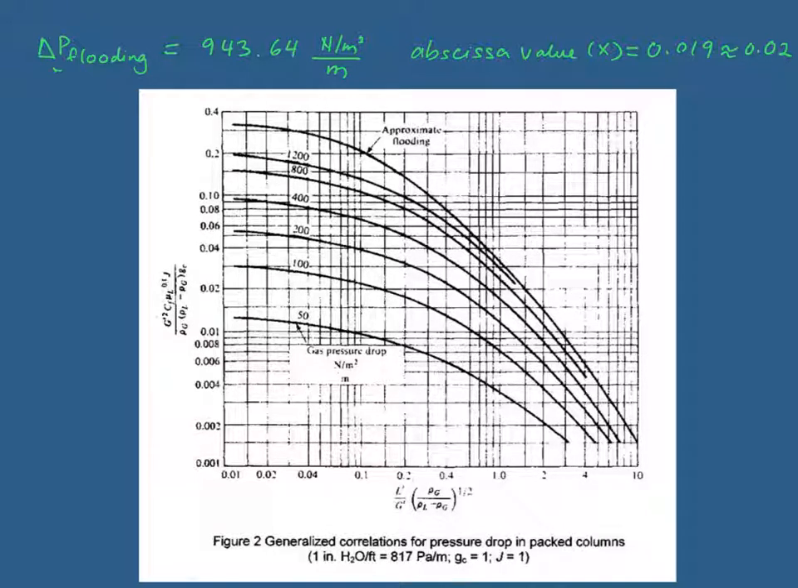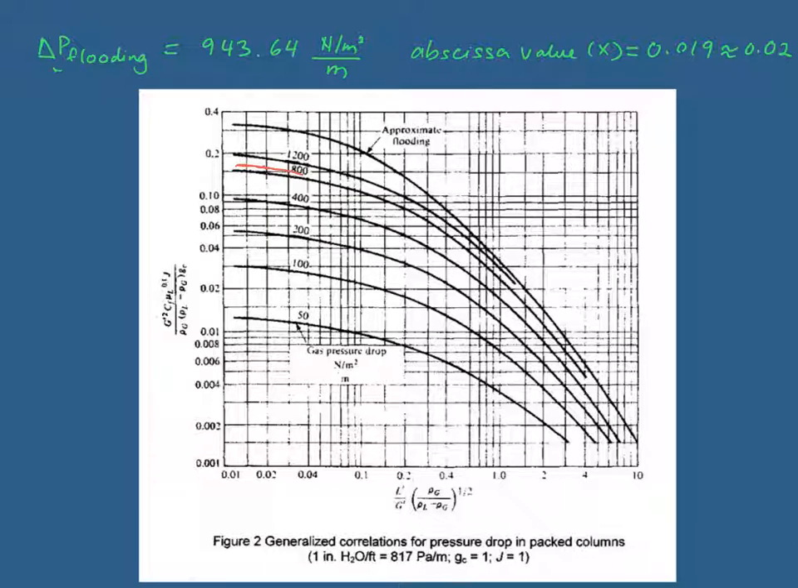So now let's estimate the curve for delta P flooding that we have, which is 943. So we have 0.02 here. We have 1200 at this point, and then 800 at this point. If we were to have 1000, it should be in the middle, so it might be less than the middle part. So let's say the curve that we have is something like this, okay.